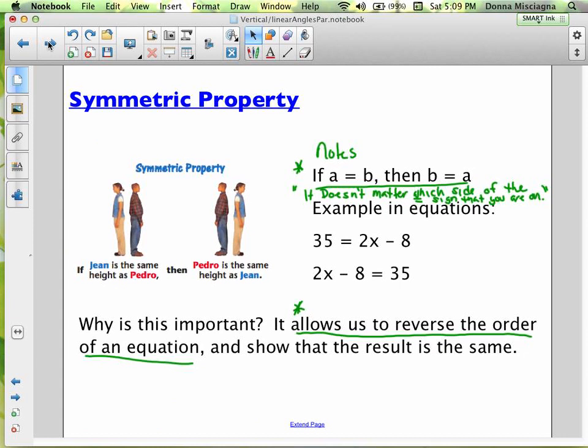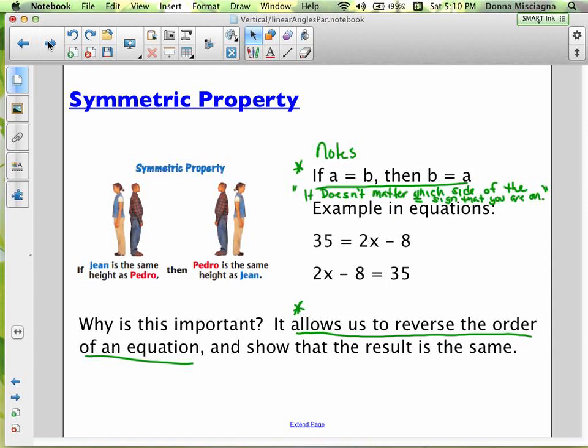The symmetric property. Right, so the symmetric property, and I'm not 100% sure this one is in your notes. Right, so that's why I have the word notes up there. So I want you to add this to your notes. You can add additional pieces of paper, right, and you can add sticky notes, whatever works for you. Right, so in your notes, I want you to add if A is equal to B, then B is equal to A. Why is that important? Well, it's telling us first, it doesn't matter which side of the equal sign you're on. Second, it allows us to reverse the order of an equation and show that the result is the same.